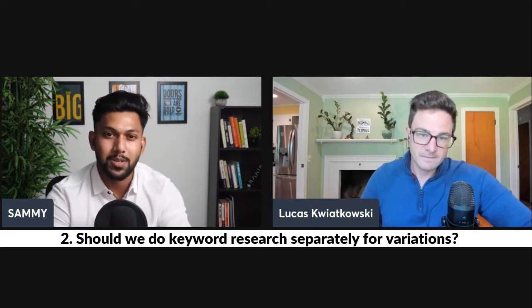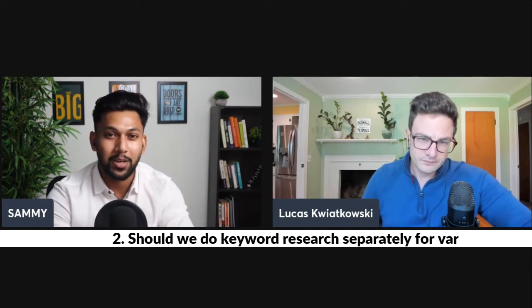Okay, that was a great explanation. And should we also consider doing keyword research entirely for all the variations separately? Yeah, so you should, especially with Amazon's new search query performance tab, right? I'm sure a lot of people are familiar with that, and that will give you specific keywords on each child ASIN.